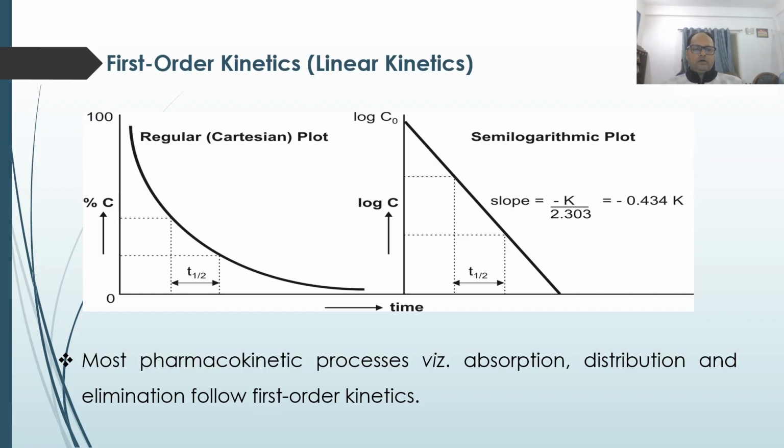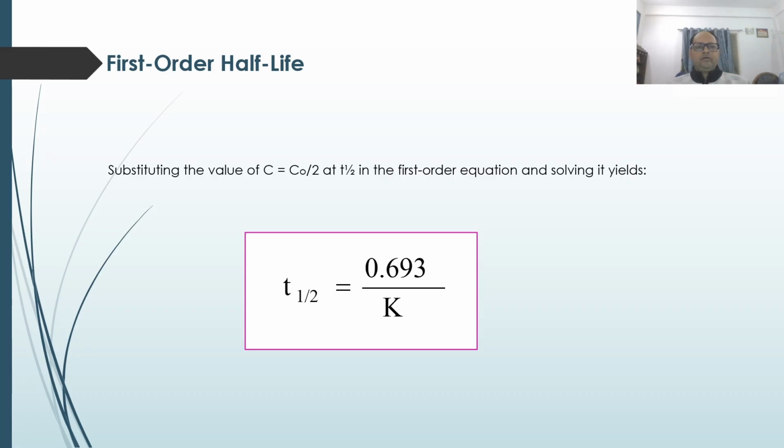And if you take the example of pharmacokinetic processes with respect to first order kinetics, most pharmacokinetic processes like absorption, distribution and elimination follow first order kinetics. Then we come to the first order half-life. If you substitute the value of C0 by 2 at the time t half in the first order equation and solve, then you will get the equation t half is equal to 0.693 divided by k.